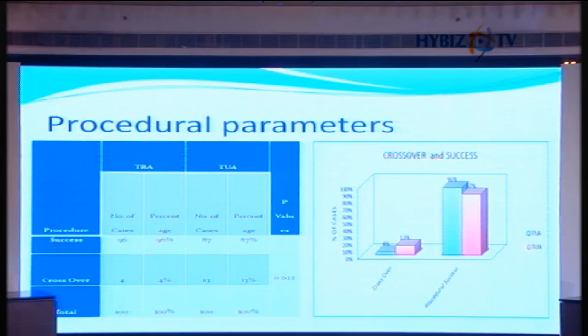Now the procedural success, which was predefined as successful cannulation of the sheath, was around 96% in the transradial arm and 87% in the transulnar arm, and the crossover rate seen was very high in the transulnar arm, around 30%.